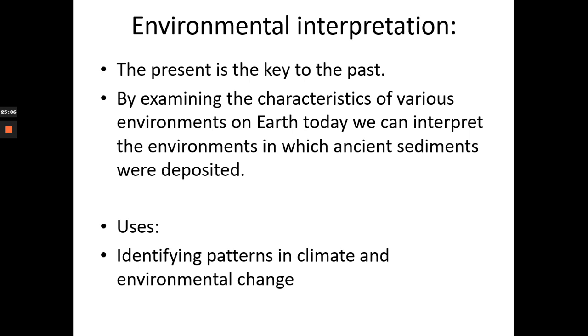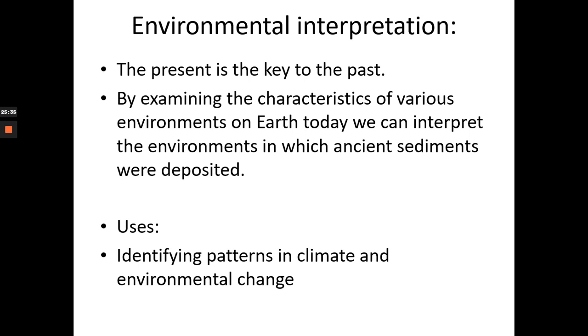You've probably heard this dictum before, right? The present is the key to the past. If you understand modern day depositional processes, you can actually interpret what happened millions of years ago by finding the right clues inside ancient sedimentary rocks. And from those, we can maybe identify long-term patterns in climate change and use them for predicting what's going to happen in the future.